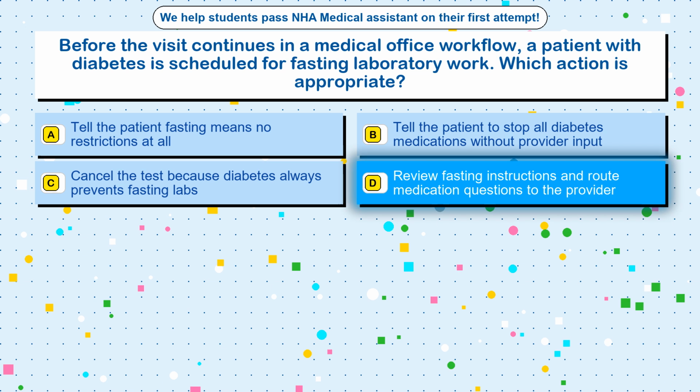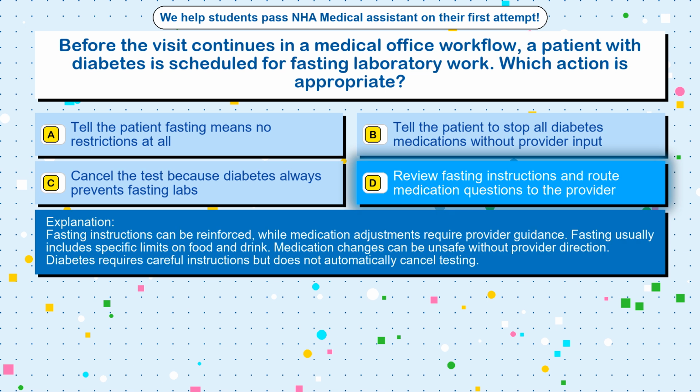The correct answer is option D. Review fasting instructions and route medication questions to the provider. Fasting instructions can be reinforced, while medication adjustments require provider guidance. Fasting usually includes specific limits on food and drink. Medication changes can be unsafe without provider direction. Diabetes requires careful instructions but does not automatically cancel testing.